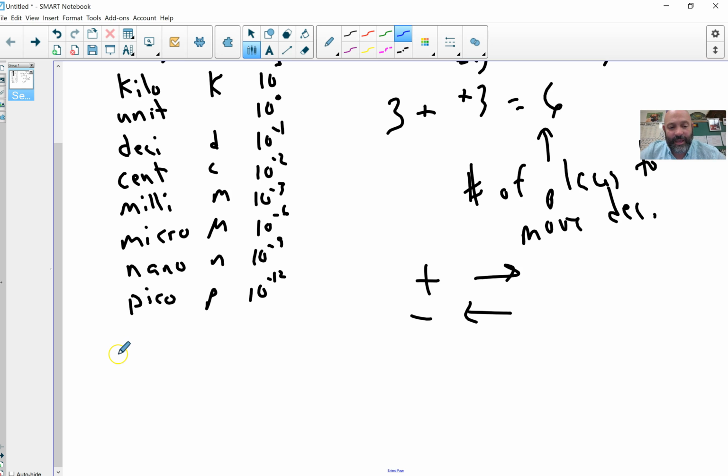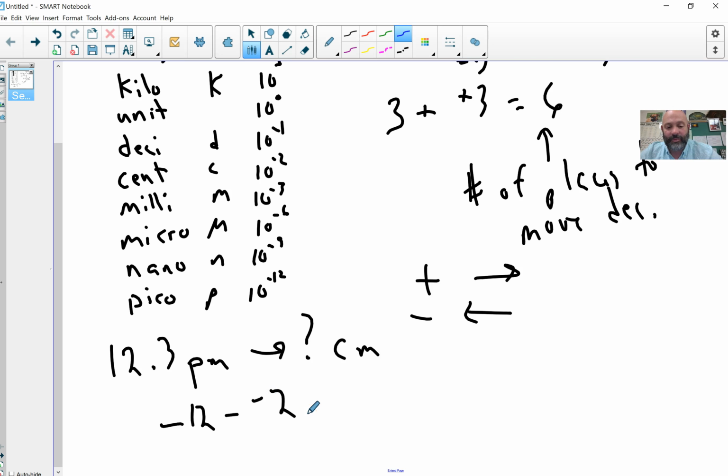So let's say we have 12.3 picometers. There's 2 letters there. And I want to figure out how many centimeters that is. So what do we look at? We look at the exponents. Pico is -12 minus centi, which was -2. -12 plus 2 is -10.